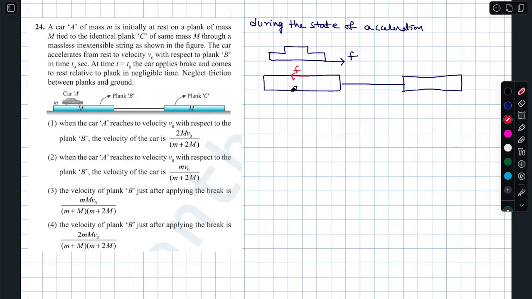Now, at t equal to t naught, let this be moving with velocity v naught, rightwards. Which one? Car. And whereas B and C are moving leftwards. Am I right or not? Because they were connected. Actually, they were connected.